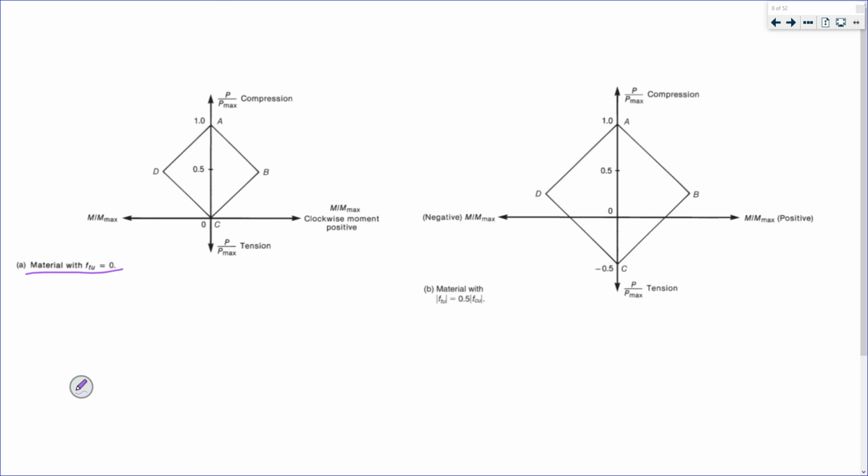Well, now I've moved my interaction diagram up from the other one, right? Before it was like that. Now it's not going to have that. You're still going to have the same shape. You've just decreased your y-axis extents.